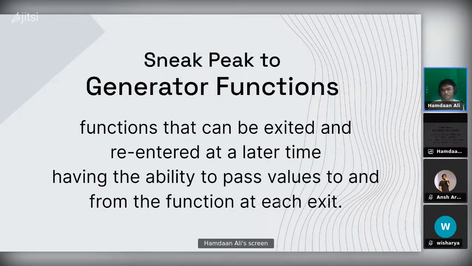Generator functions are simply functions that can be exited and re-entered at a later time, while also having the ability to pass values to and from the function at each of these exits. Whenever you exit, you can pass values to or from. This is called yielding. You'll see what it is. If you don't need the rest of the function to execute, you can simply exit at any point. This is something new, since with what we have learned so far, we know that functions always run to completion. Well, generator functions don't need to. If you don't need that part of the code, you can simply exit.